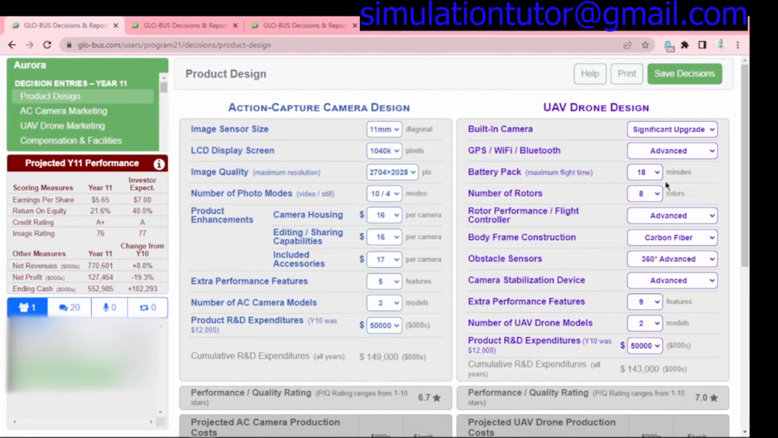So maybe I can drop, instead of a significant upgrade, I'll do a minor upgrade, 6.8. So advanced, maybe we can enhance this to 6.6. I think it's fine. Carbon fiber is the highest. So 360 best available. So I think with these decisions, we have achieved a PQ rating of 6.7 for the action capture camera and the UAV drone design.